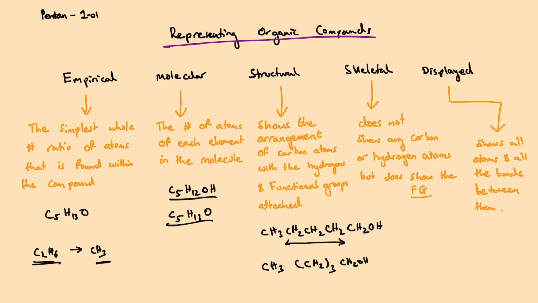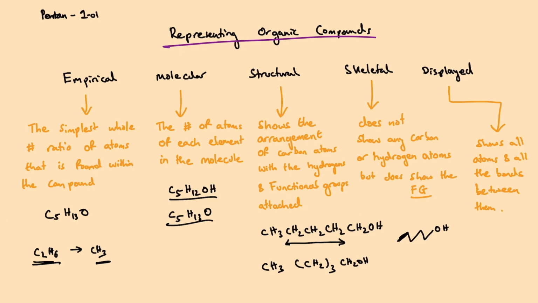When you come to the skeletal formula, this one does not show any carbon or hydrogen. It just shows the bonds. So, for example, 1, 2, 3, 4, 5. That's an OH. And that's pentan-1-ol in the skeletal formula, because it does not show any carbon or hydrogen atoms. It shows the functional group, which is fine, because it needs to make that clear.